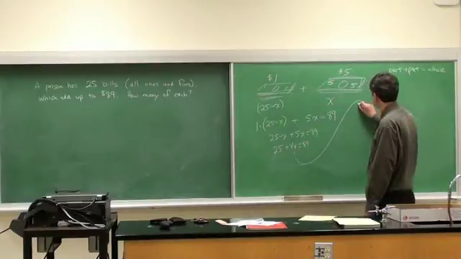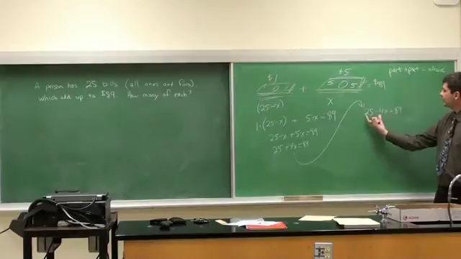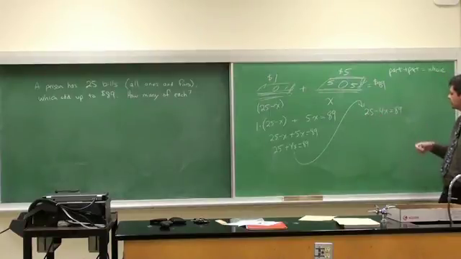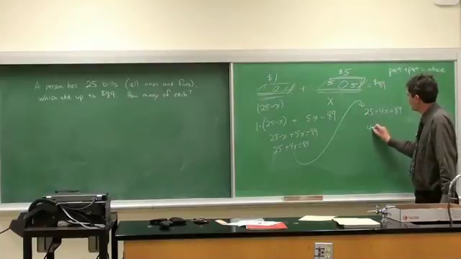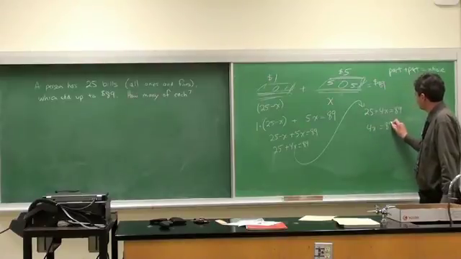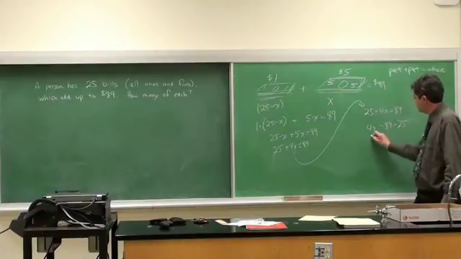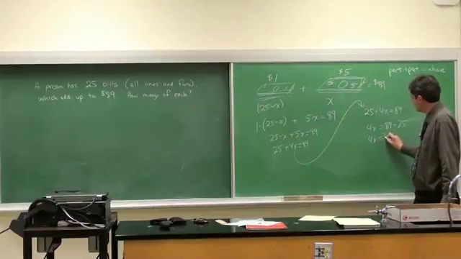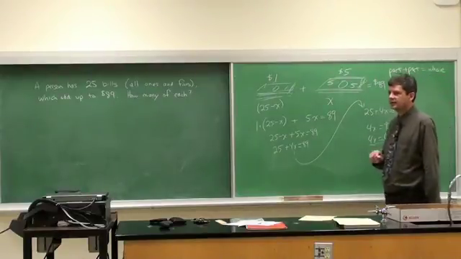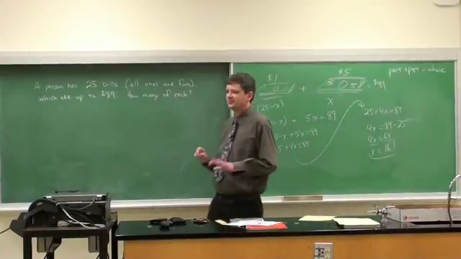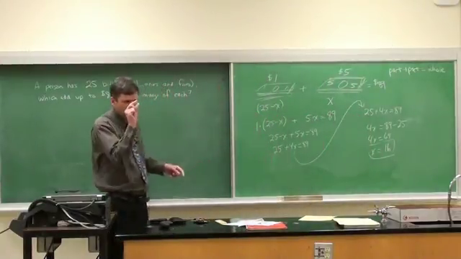Let me move this over here. So then I take this 25 and move it to the other side. Plus 4X equals 89 minus 25. 4X equals 64. Divide both sides by 4. X equals 16. Okay. Is that the answer? X equals 16? No. Not yet. You're close. You're so close.